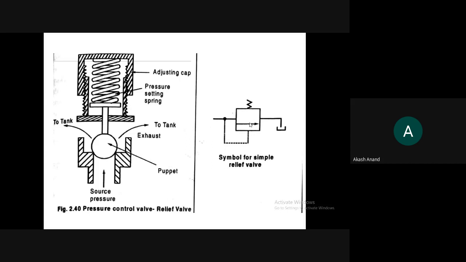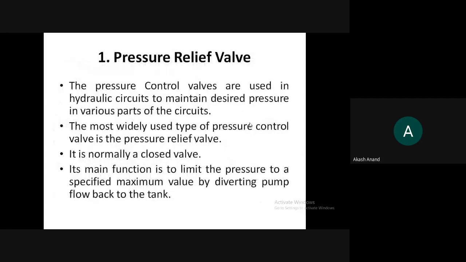So the pressure control valves are used in hydraulic circuits to maintain desired pressure in various parts of the circuit. The most widely used type of pressure control valve is the pressure relief valve. This is a little important. It is normally a closed type valve, and its main function is to limit the pressure to a specified maximum value by diverting pump flow back to the tank.